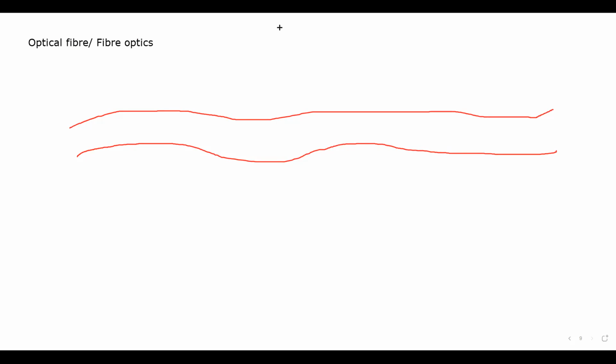But how do we use this optical fiber or fiber optic? When we send light in from one end, this is the core of the optical fiber. The core has a high density compared to that of air. So this is a denser medium, and air is a rarer medium. So when the light strikes the surface, this angle of incidence is more than the critical angle.